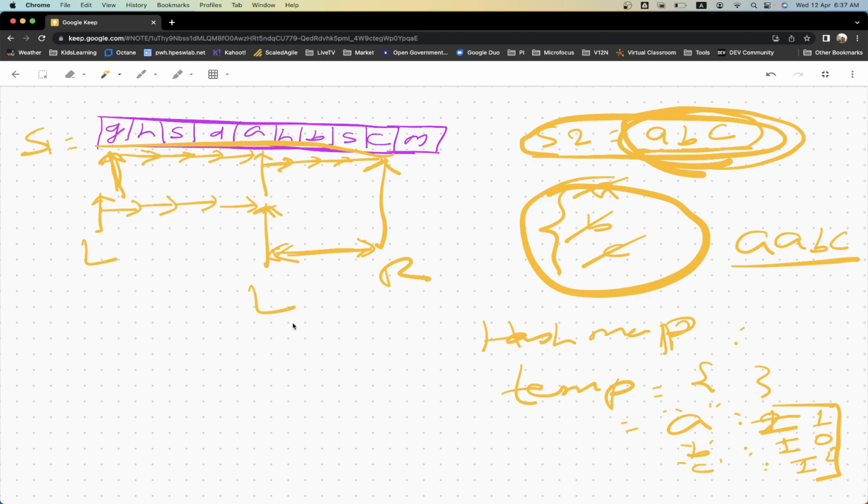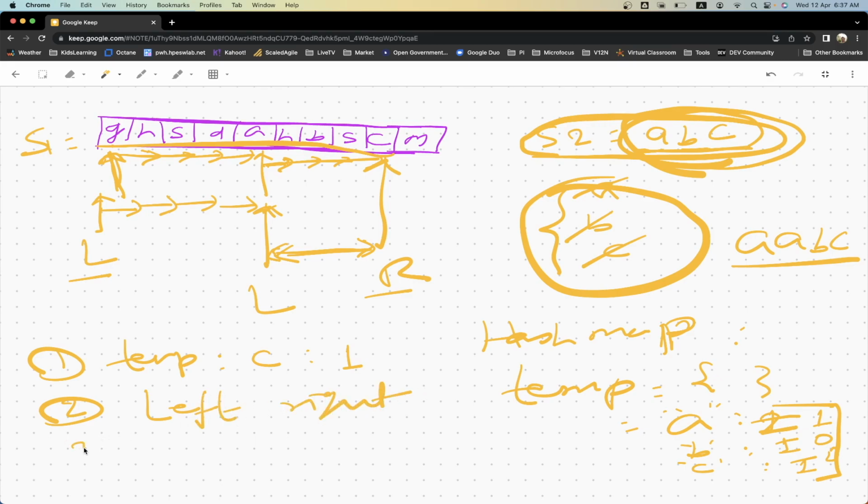Okay. So now, what we have done, we first created a hash map, I say it's a temp, with the characters and their number. Okay, the number can be anything: 1, 2, 3. Second thing is that we have taken two pointers basically, a left pointer and a right pointer. We started the right pointer and keep moving till I found all the characters. So slide the right pointer, right?